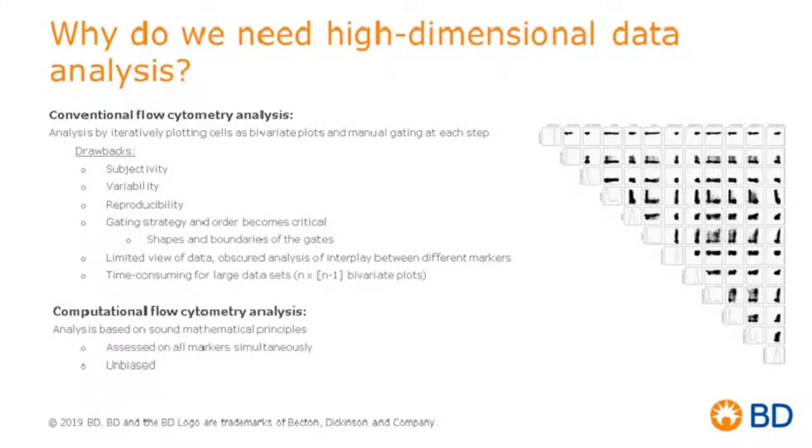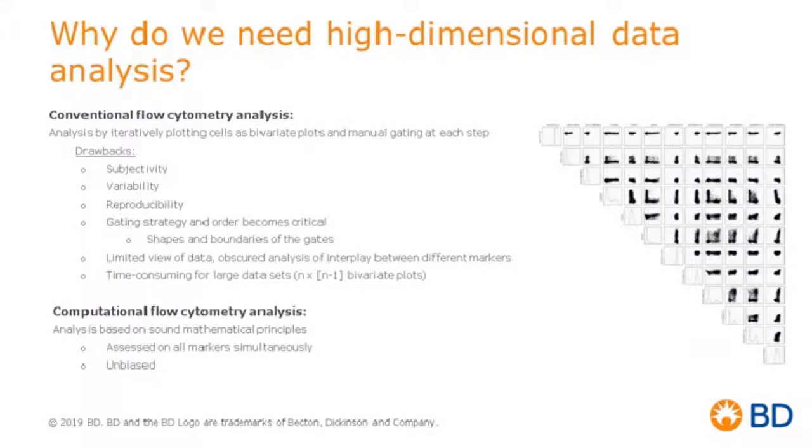And so the conventional flow cytometry analysis, which is basically a biased approach of manually gating on populations based on a priori knowledge, has a lot of drawbacks, like subjectivity, variability, reproducibility, but also inevitably introduces a bias. So as we move forward with the evolution of flow cytometry in a higher and higher dimensional space, we also need to take advantage of computational flow cytometry analysis. This is based on algorithms that can assess all markers simultaneously in a completely unbiased fashion.